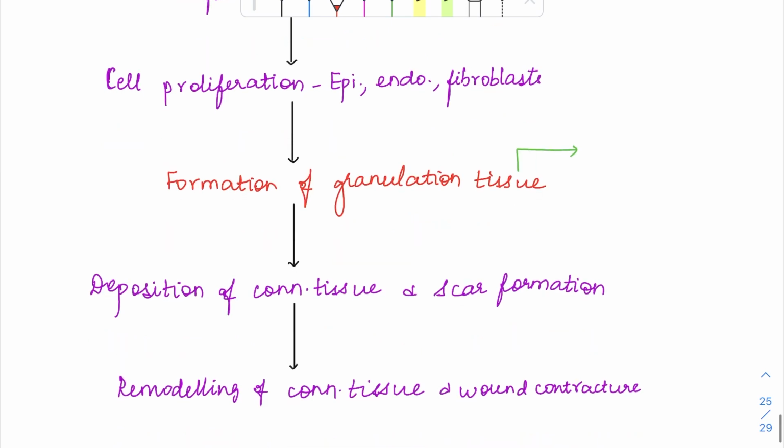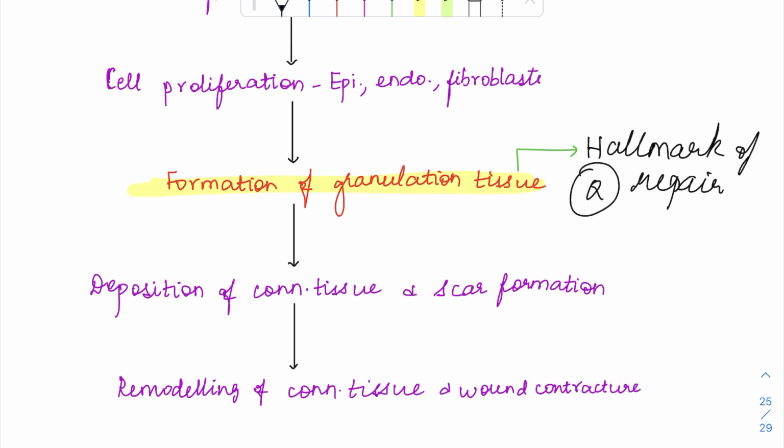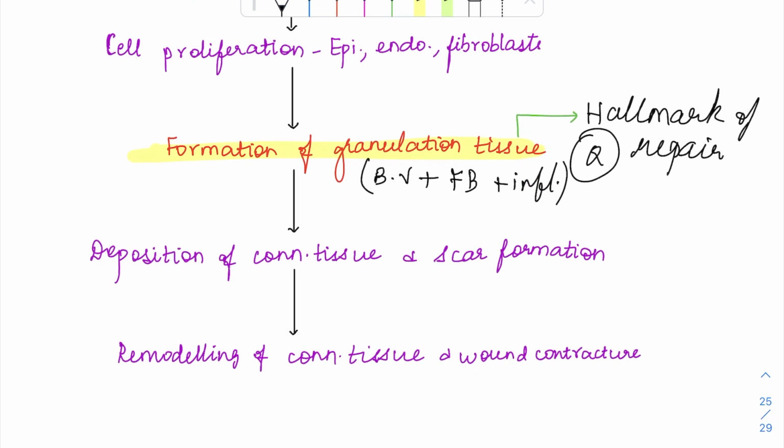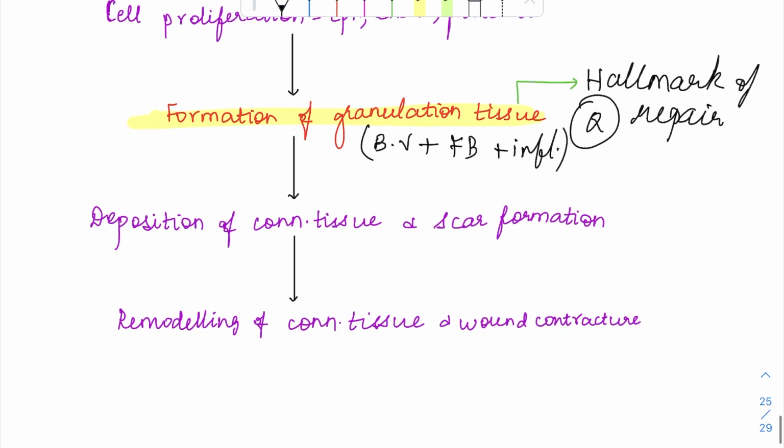Once cell proliferation happens, the next step is the formation of granulation tissue. This granulation tissue is called the hallmark of repair. It is composed of new blood vessels, fibroblasts along with the inflammatory cells. This is the classical definition of granulation tissue. The fibroblasts present inside this granulation tissue will lay down the collagen. Collagen is the connective tissue, so it will lay down collagen and form the scar.